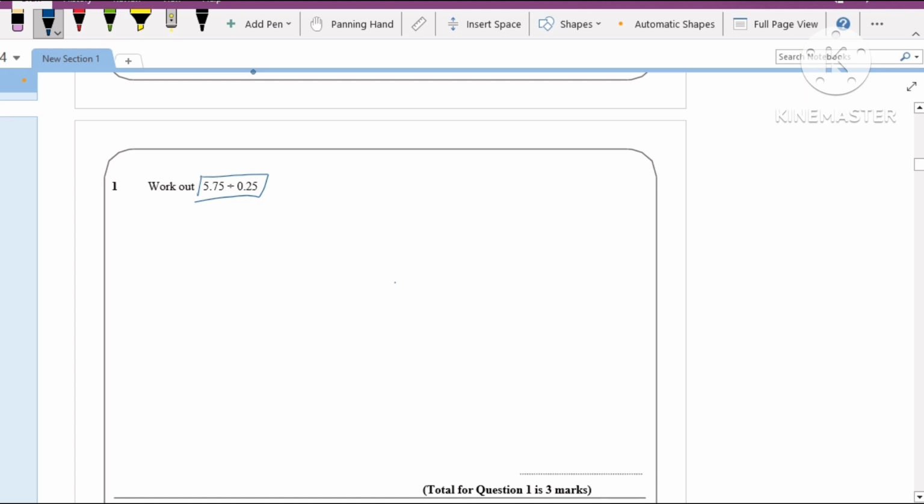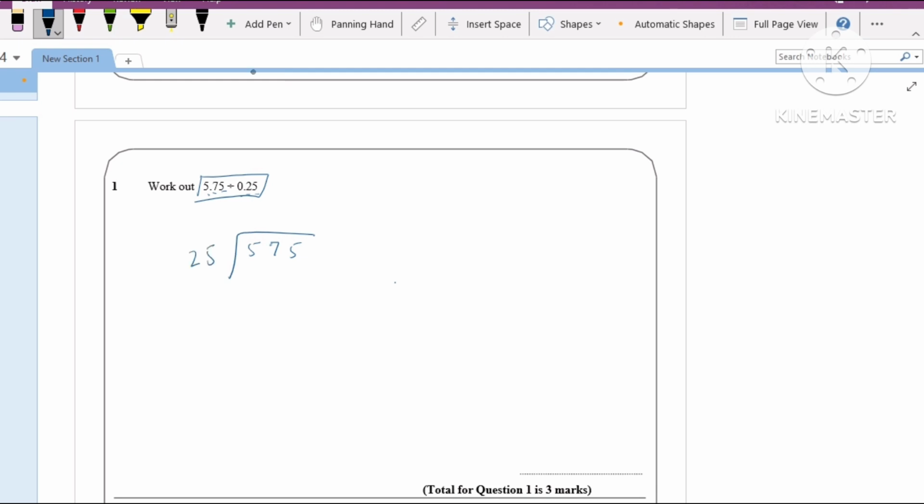because we can see that here there are two figures, like 7 and 5, after the point, and here after the decimal point we also have two figures. There are an equal number of digits, so we can divide simply by ignoring the points. These two numbers: 575 divided by 25.